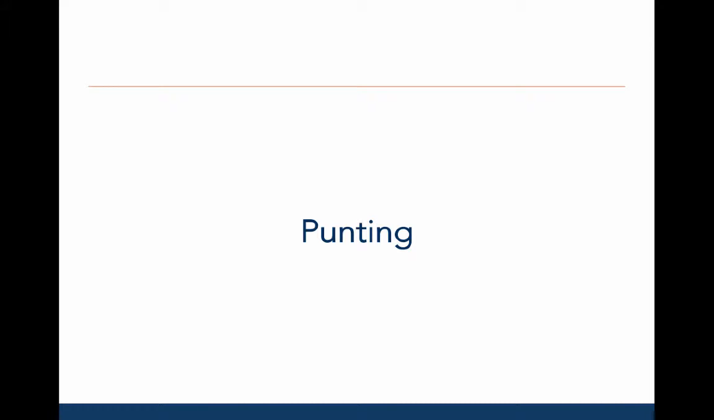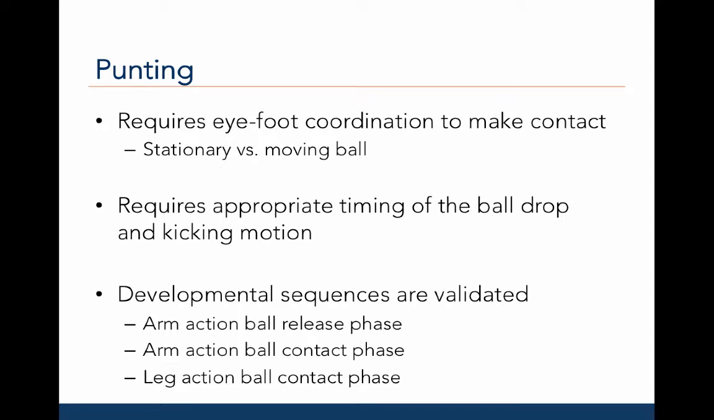Although there are many similarities between kicking and punting, punting is a slightly more complex skill. Punting requires excellent eye-foot coordination to make contact with the ball. Whereas with kicking the ball can be stationary, in punting the ball is moving, and as such it requires appropriate timing of the ball drop and the kicking motion. The developmental sequence for punting has been validated by longitudinal studies following individuals over time.